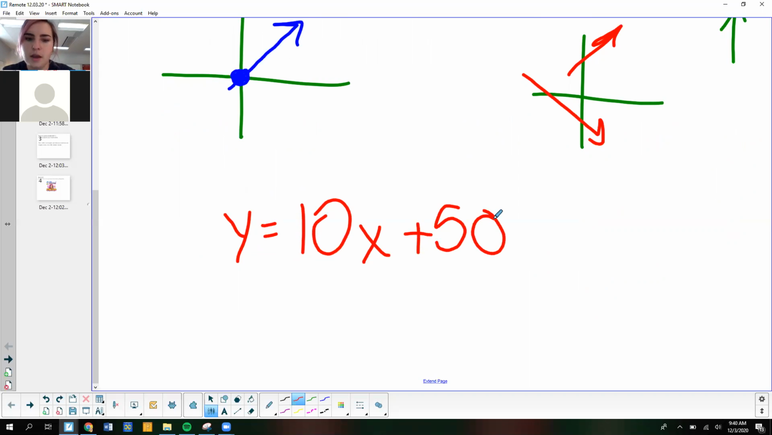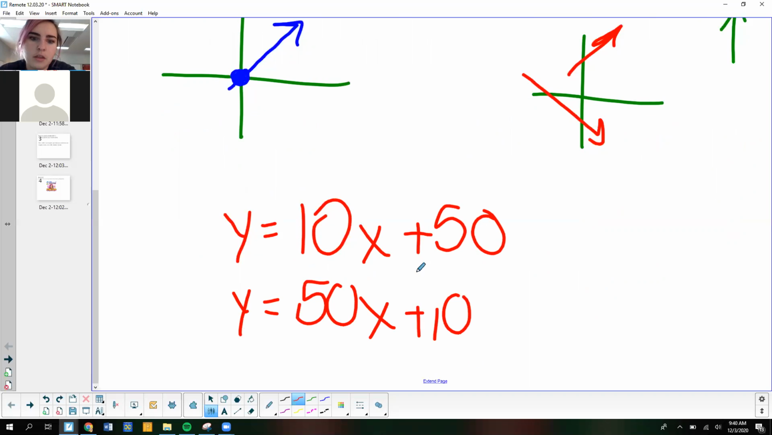So anybody who messaged me that, good job. Anybody who messaged me this, y equals 50x plus 10, you had the right idea. The only reason that this one is correct is because this is the amount we're paying per month. Anytime you see something per month or each month, that's going to be multiplied by x, that's going to be a consistent thing that we're going to have to keep paying or keep doing.